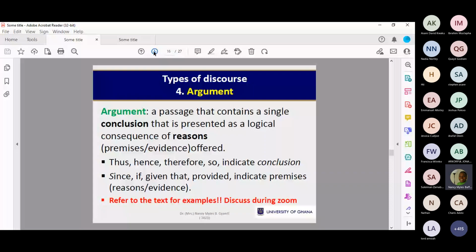Whenever you have an argument, it means you have a set of statements. One only is the conclusion, what you actually want to say. The other statements are the reasons you are giving to support what you want to say. That is argument. Okay. There's always a logical relation. You are saying what you want to say based on the reasons you've offered. So you are not just narrating or instructing or venting out strong opinion.